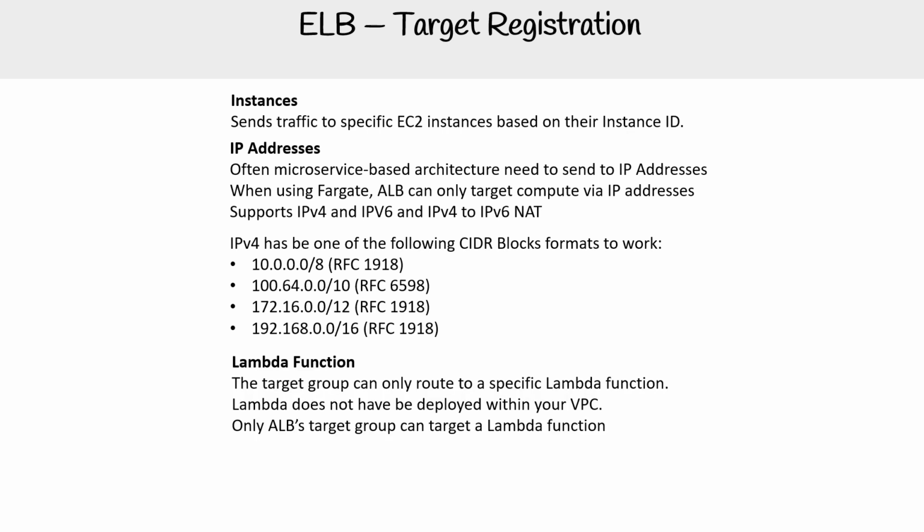We got Lambda functions we can target. So the target group can only route to a specific Lambda function. Lambda does not have to be deployed within your VPC. I really thought it had to be, but apparently not. And only ALB target groups can target Lambda functions.